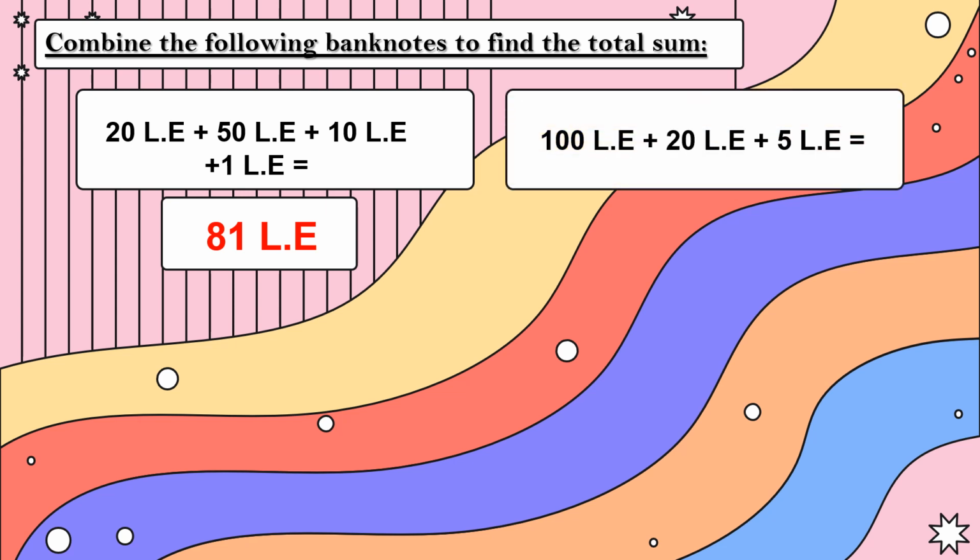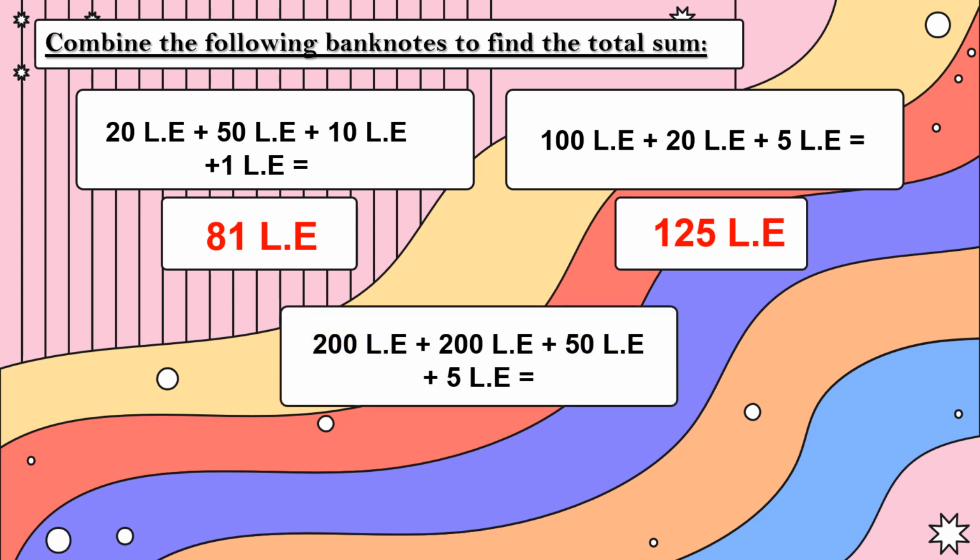Next one. Let's add all these numbers together to find the total sum. 100 LE plus 20 LE. 100 plus 20 equals 120. Plus 5 equals 125 LE or 125 pounds. Next one, 200 LE plus 200 LE equals 400 LE plus 50, 450 LE plus 5, 455 LE or 455 pounds.